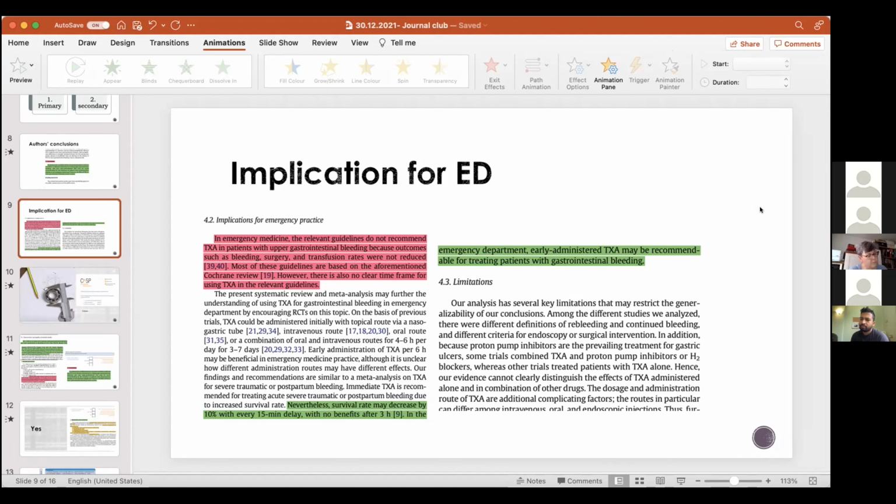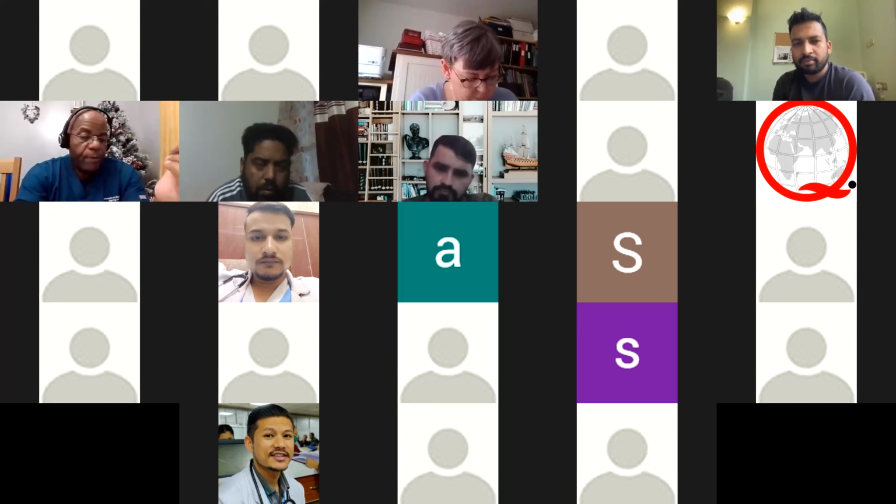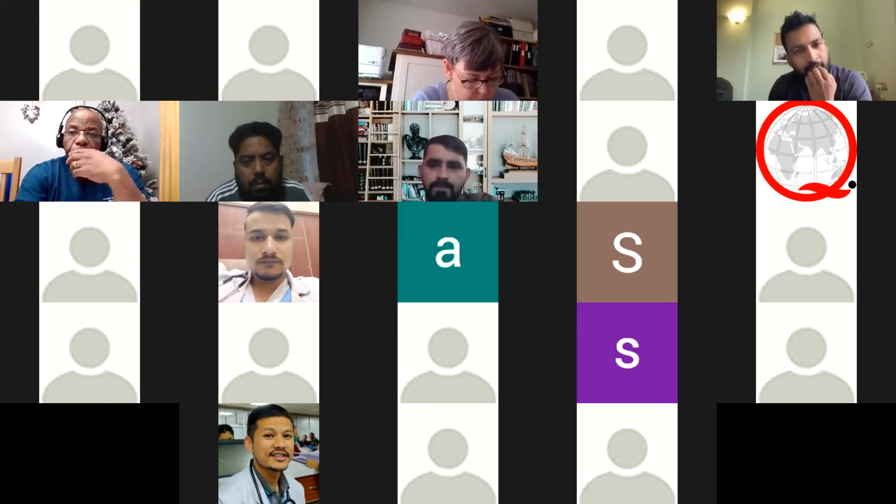For example, if you can imagine there's a pipe, there's a hose, okay? So you have a little cork. You put it in the hose and the water leak stops. Tranexamic acid is not the cork, rather it encourages something in the body to stop bleeding.